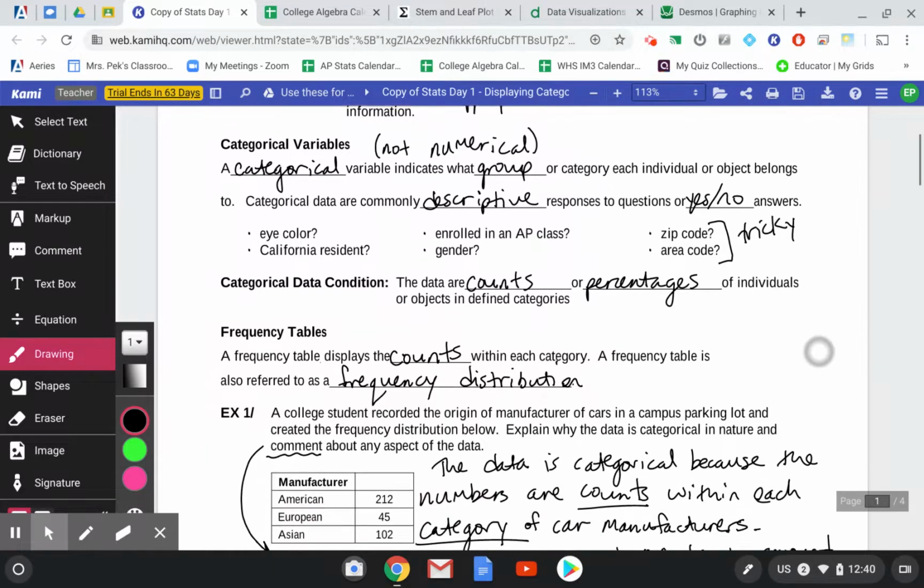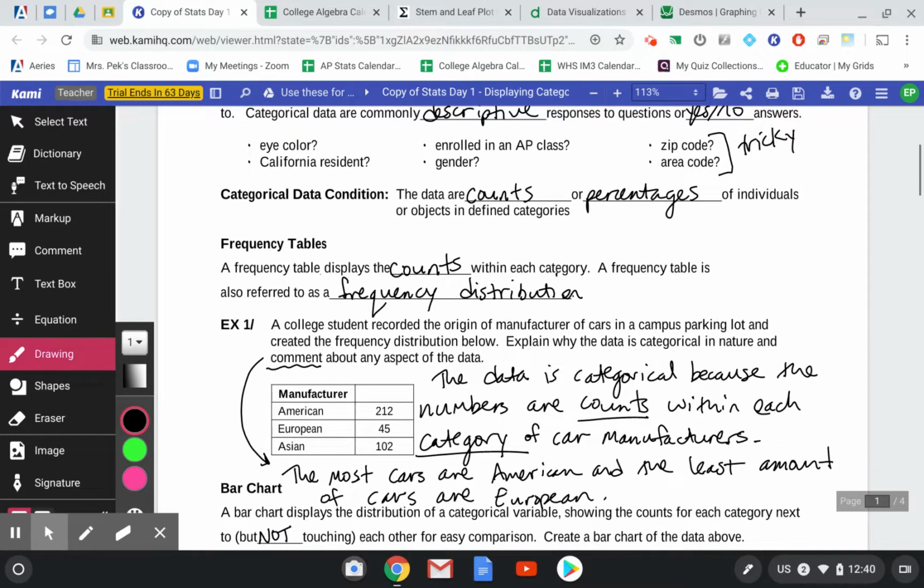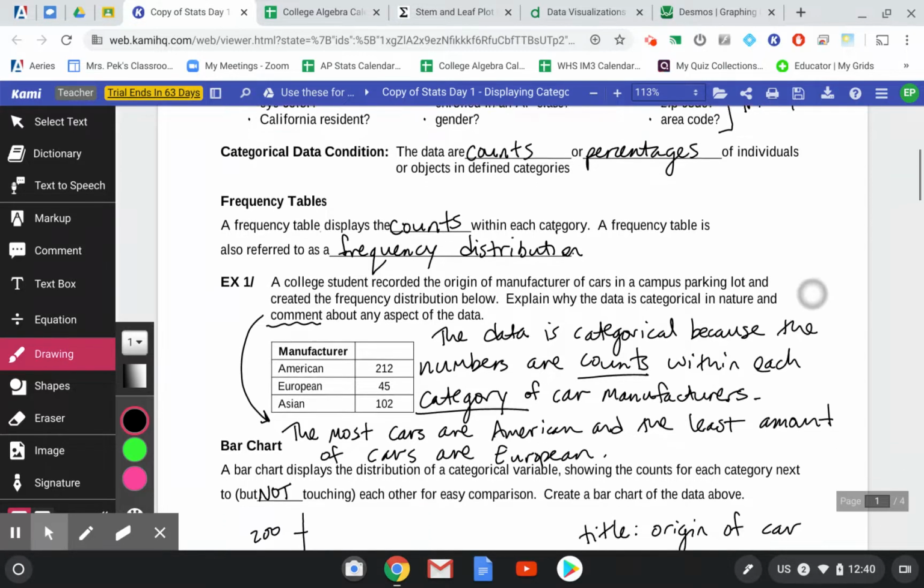All right, and the data have to be counts or percentages of individuals or objects in those defined categories. We use frequency tables to display the counts within each category, and a frequency table can also be referred to as a frequency distribution. So make sure you're looking through your notes when you're working on your homework. If they say frequency distribution, it wants you to make one of these tables.